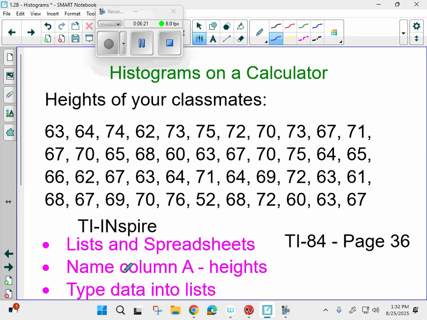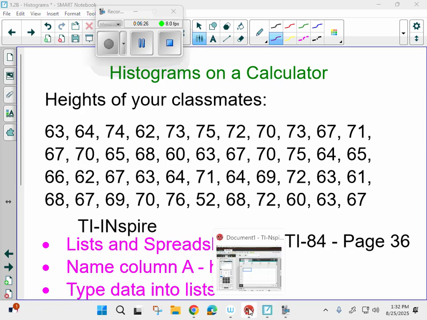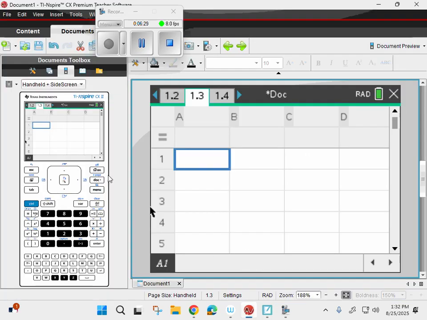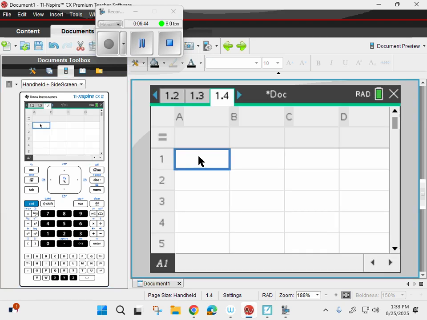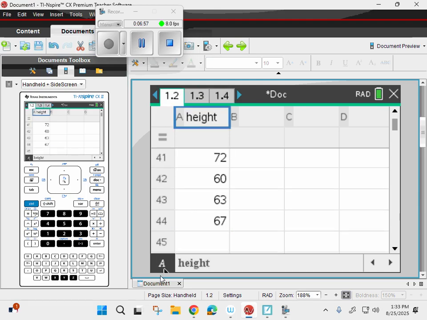I know, lame. All right, so what we're going to do is create a list. So you go to the home button, and go to this little spreadsheet icon right here. Boom. Okay, go all the way up to box A, and you're going to title it something like height. Heights. That's what we're plugging in, our heights, okay? I'll go back to mine. So it says height. Don't put anything in this equal box.